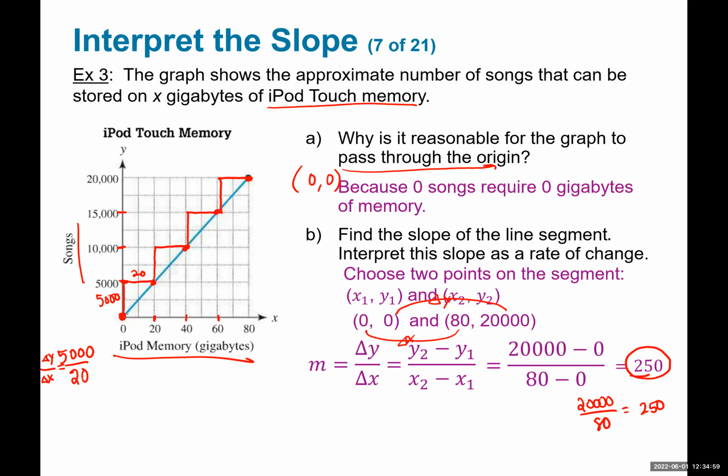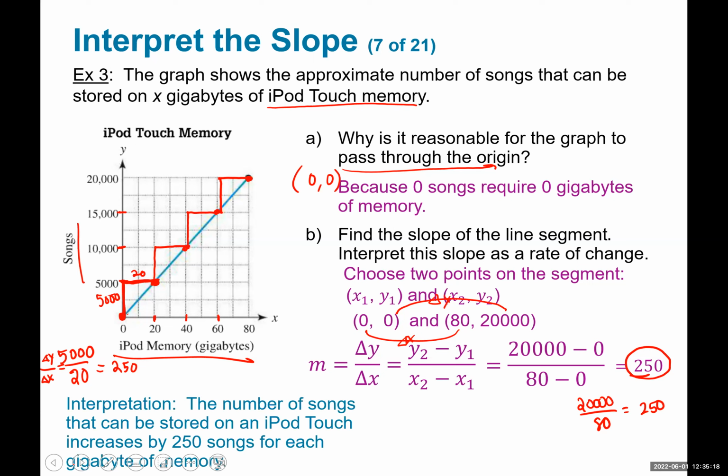If we go back over here to my initial concern, when I chose these 2 points, 5,020, that's still 250. So it doesn't matter which set of points you get. When you divide it and simplify it, you will always end up with the same slope if you do your math correctly. Well, what does that mean? That means that for every gigabyte, every 1 gigabyte, you get 250 extra songs. Because this is 250 over 1. 250 songs, 1 gigabyte of memory.